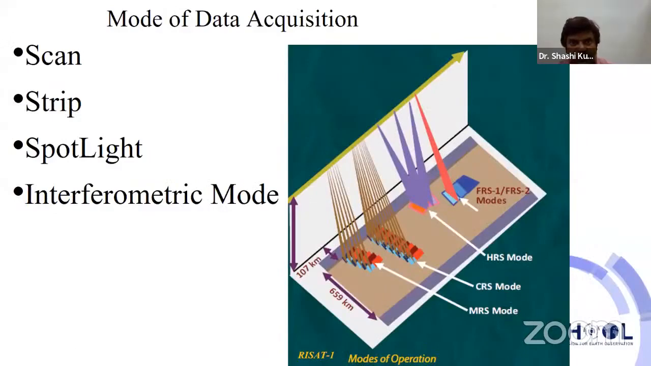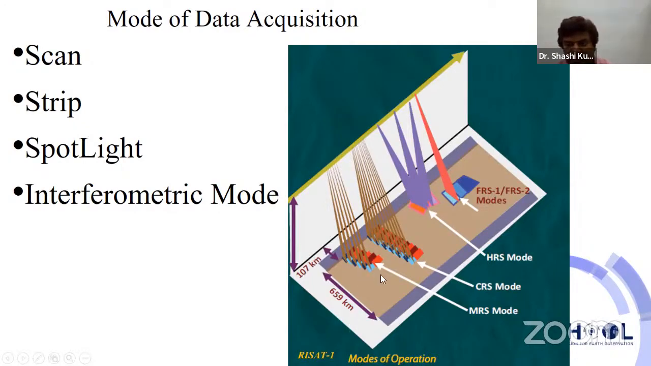Now we are going to see the different modes of data acquisition. There are different modes: ScanSAR mode, strip map mode, spotlight mode, and interferometric mode. Mainly we are going to talk about ScanSAR, strip map mode, and spotlight mode of data acquisition. Here it has been shown the modes of operation of radar imaging satellite 1.